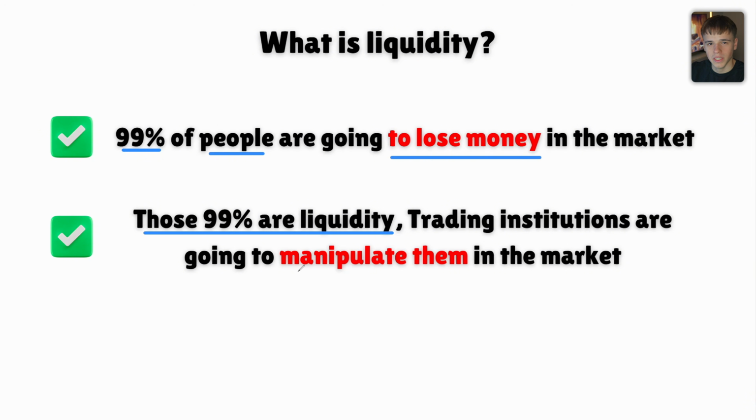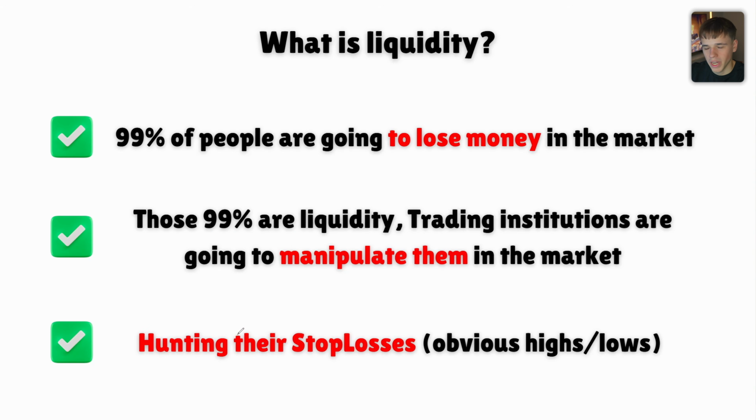That is the biggest reason why there are so many unprofitable traders compared to profitable traders, because institutions and banks are made to extract money from the markets, everybody's money. That is exactly why 99% of people are going to lose it, because they don't understand the reason why they are losing. Today I'm going to show you how liquidity is the reason that 99% of people are losing money, and how they manipulate people and extract their money from the market. It's by hunting their stop losses.